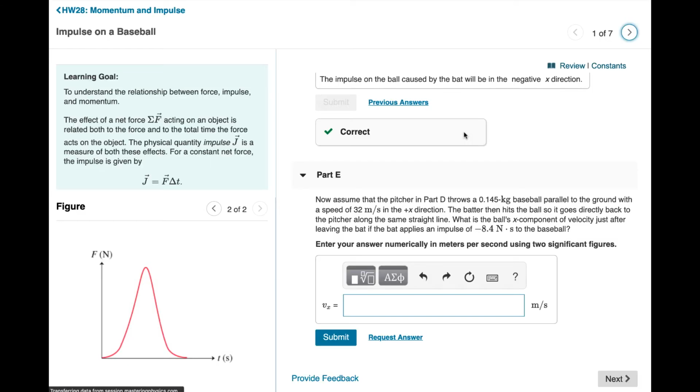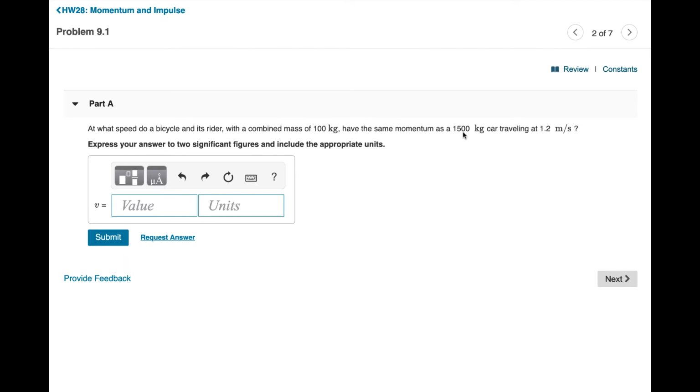Yeah, go to the next item now. Fine. Super. Number 2. What speed do a bicycle and its rider with a combined mass of 100 kilograms have? At what speed do they have the same momentum as a 1,500 kilogram car traveling at 1.2 meters per second?